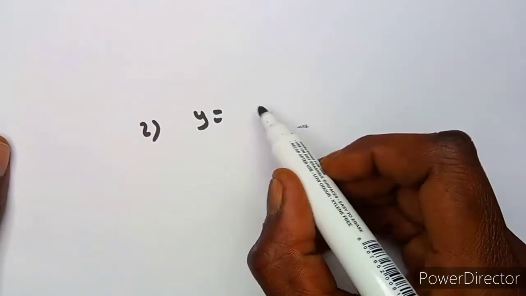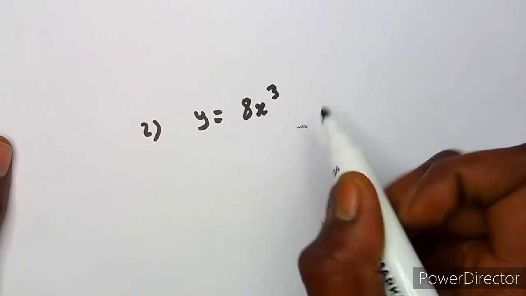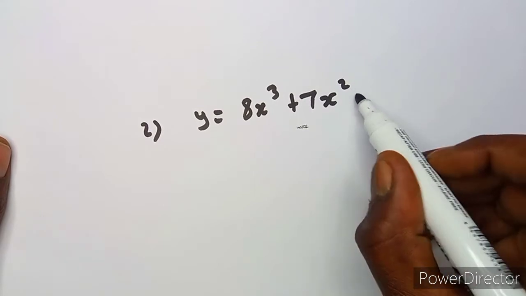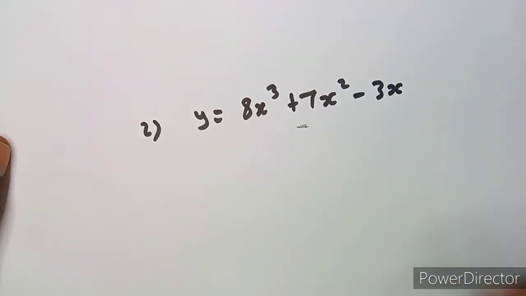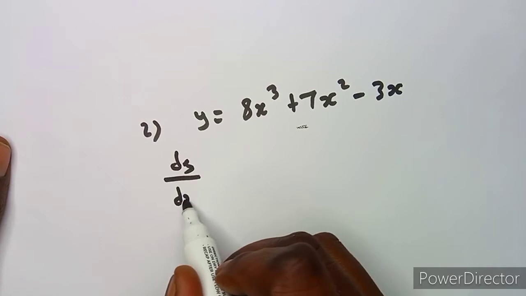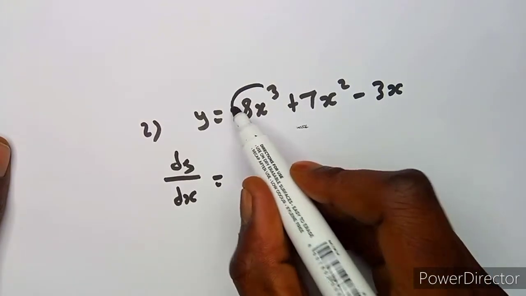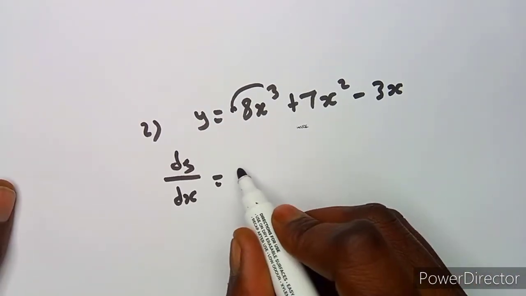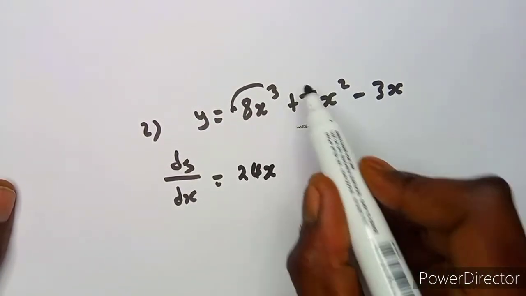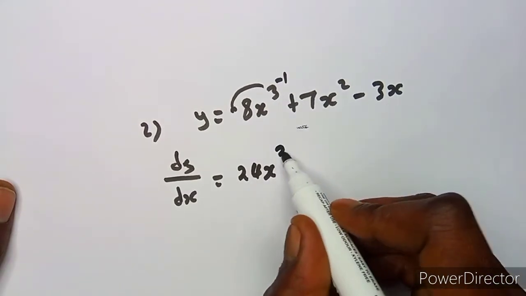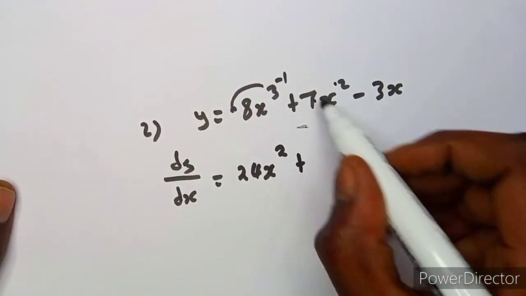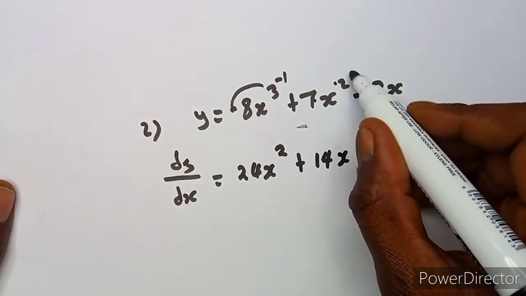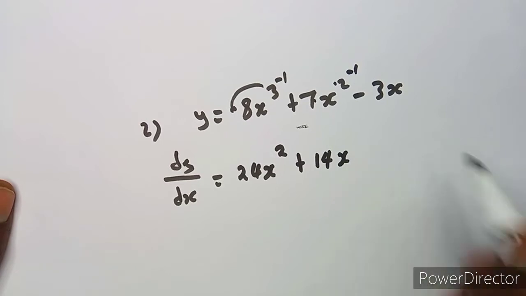Y is equal to 8x to the exponent of 3 plus 7x squared minus 3x. That's what we had here, guys. So that means our dy/dx is going to be: multiply here 8 and 3. That is 8 times 3, which is going to be 24x to the exponent of, I subtract 1 here, which is going to be 2, plus I multiply here 7 times 2, 2 times 7, which is 14x to the exponent of, if I subtract 1, that will be 1, which is just x.